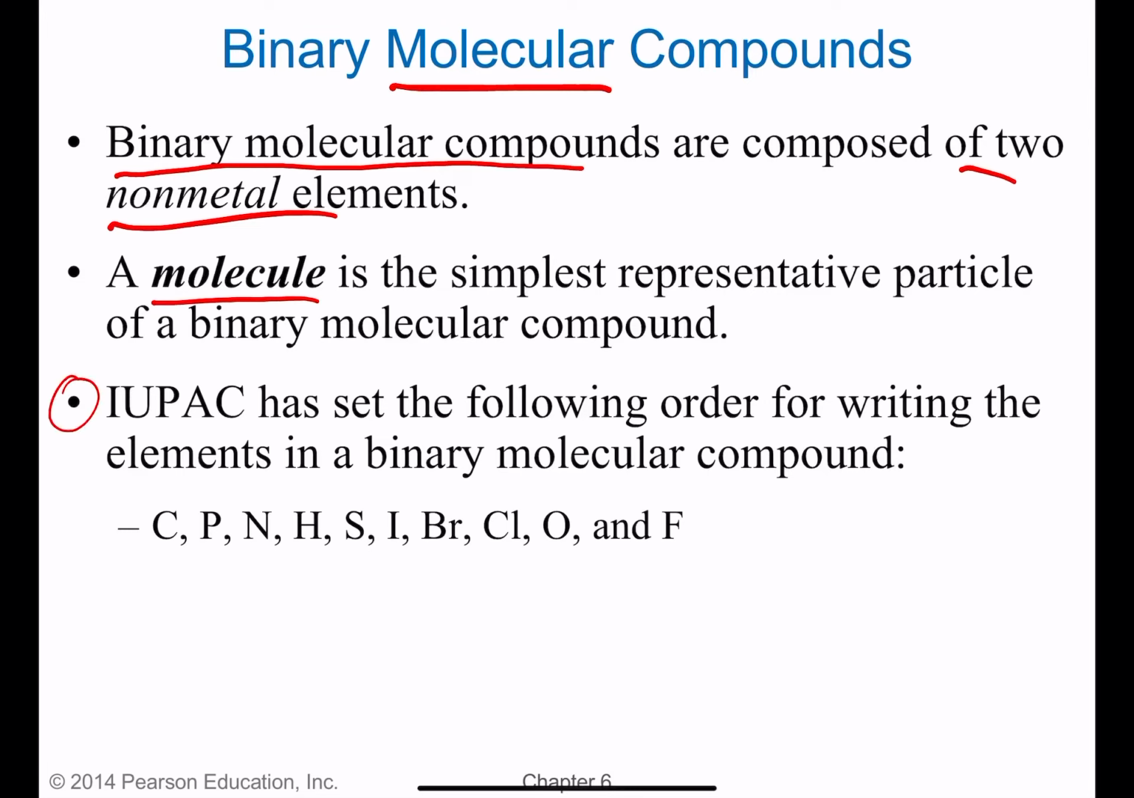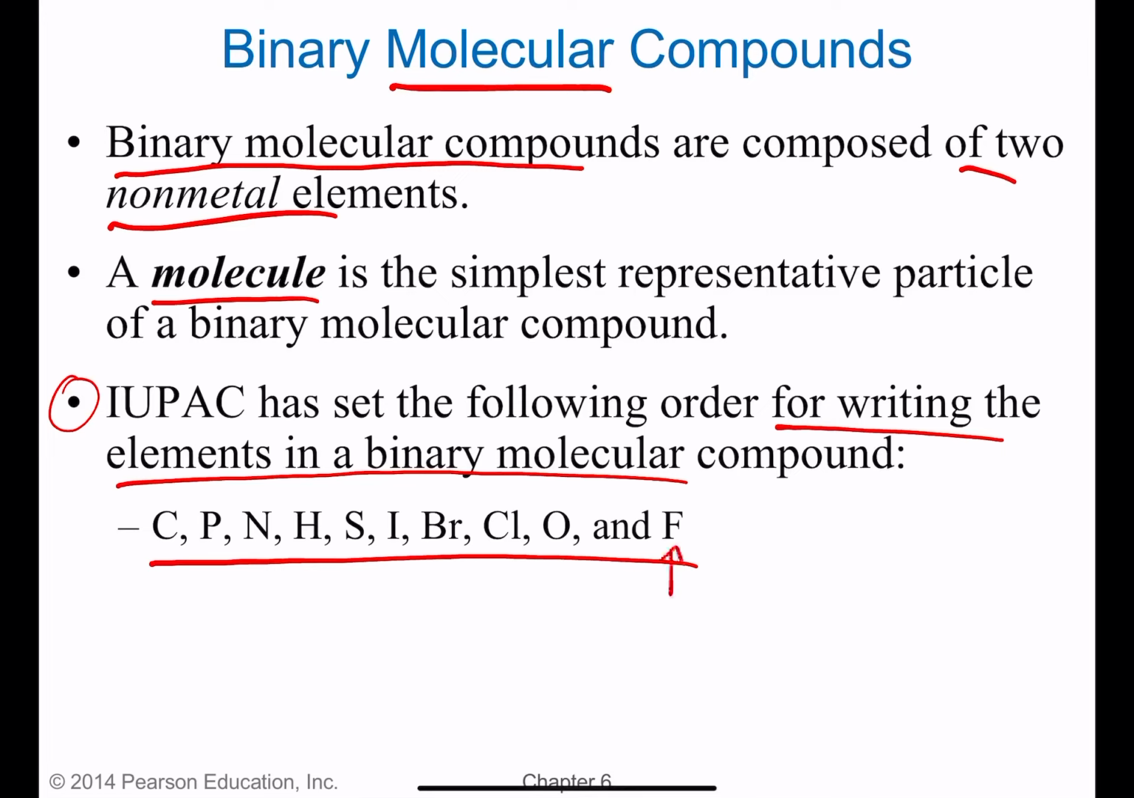And at this point, IUPAC has set the following order for writing the elements. These are roughly in order of electronegativity. So fluorine is the most electronegative element on the periodic table. That just means it's the most electron greedy. And then of this grouping, carbon is the least electronegative, but remember the rule where we said we write the cation first and the anion second. That's basically what we're saying here when they say the following order for writing the elements.